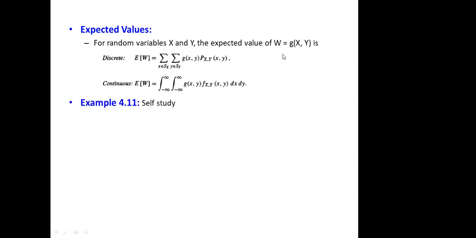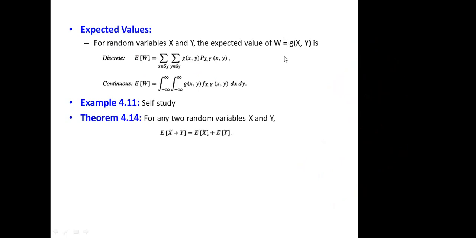Okay, look at this example 4.11. Try to solve this one. And then theorem 4.14 is telling that if x and y are two random variables, then expected value of x plus y will be expected value of x plus expected value of y.